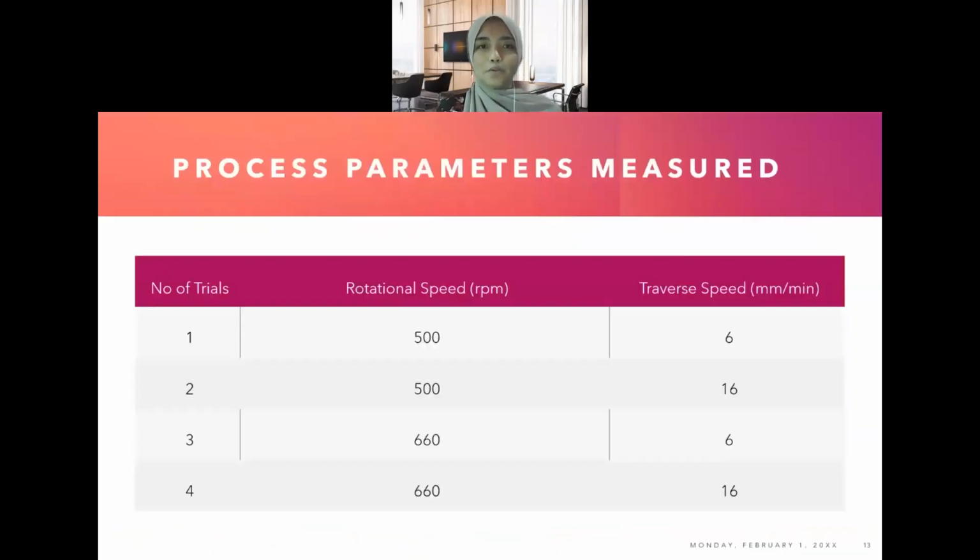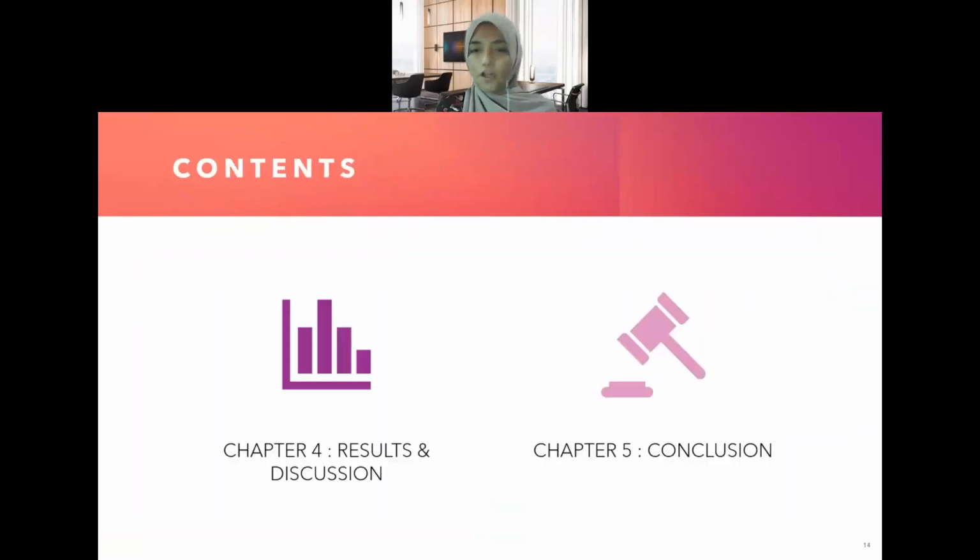And here are the process parameters measured: 500 and 660 RPM, and 6 and 16 millimeters per minute. Chapter 4 and Chapter 5.